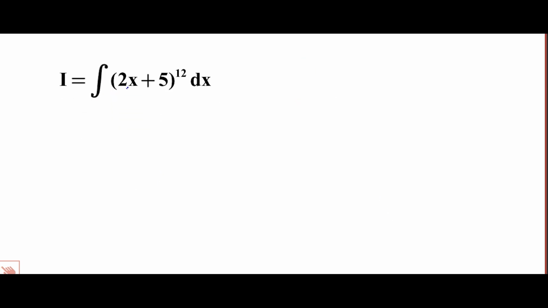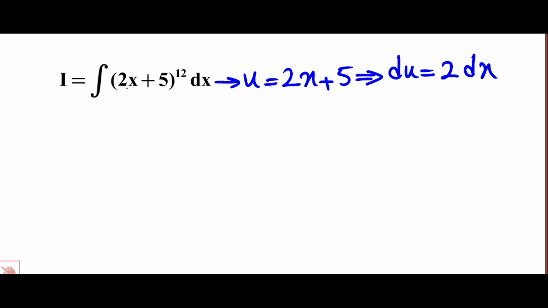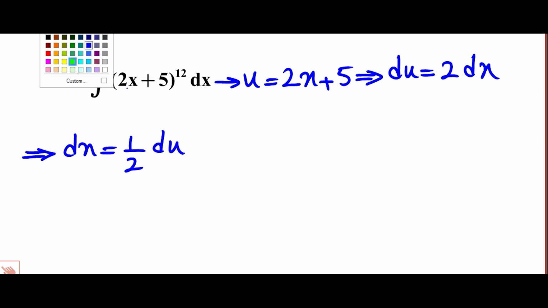Number 3. The integral of 2x plus 5 to the power of 12 dx. We could expand 2x plus 5 to the power of 12, but that would take forever. Instead, let's use u substitution for the expression inside the parentheses. Let u is 2x plus 5, so du equals 2 dx, right? Or dx equals 1/2 du.